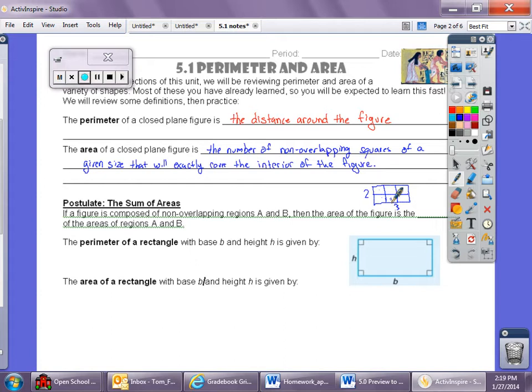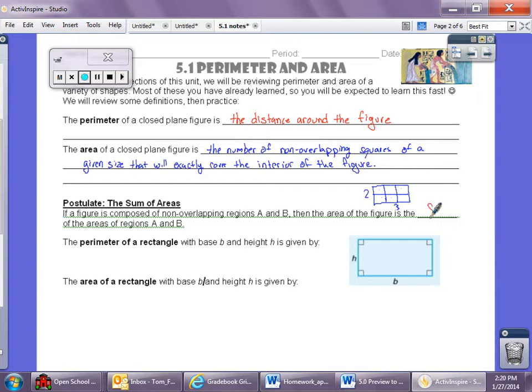So the sum of areas: if a figure is composed of non-overlapping regions A and B, then the area of the figure is the sum of the areas of regions A and B. So if you have two different figures, you can add them together to give you the total area of those regions.